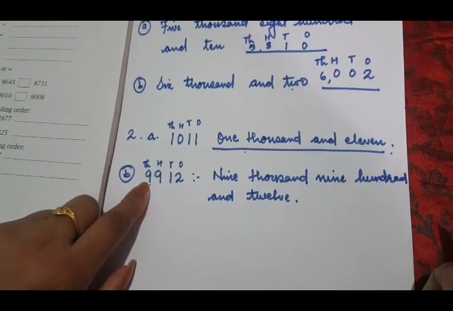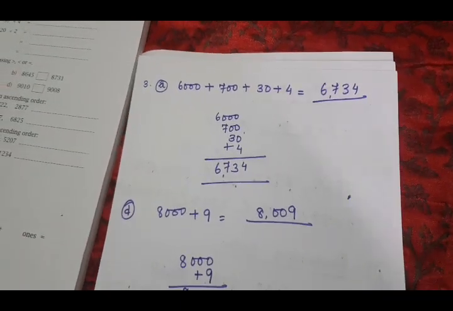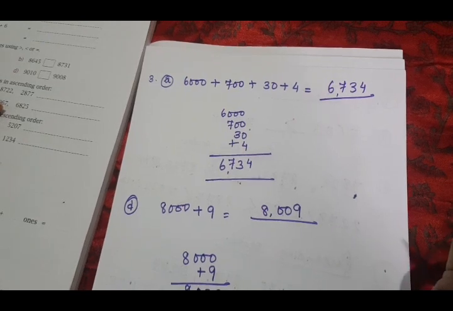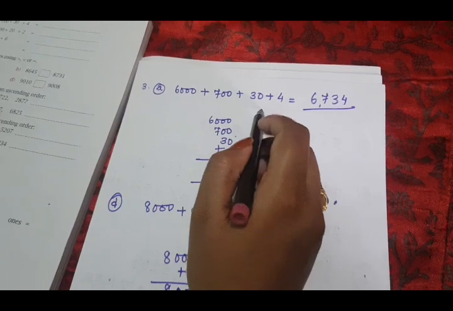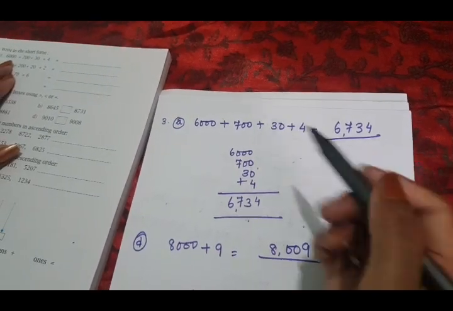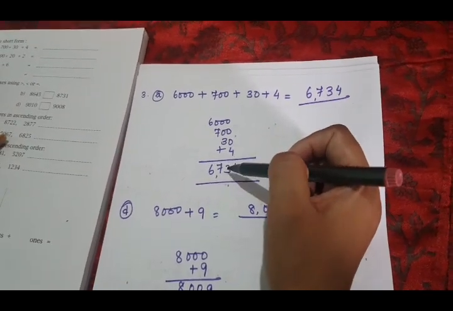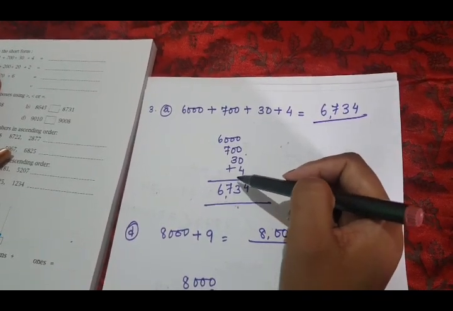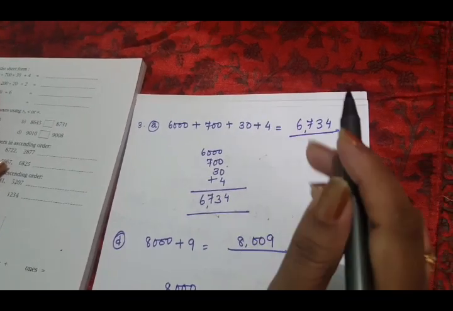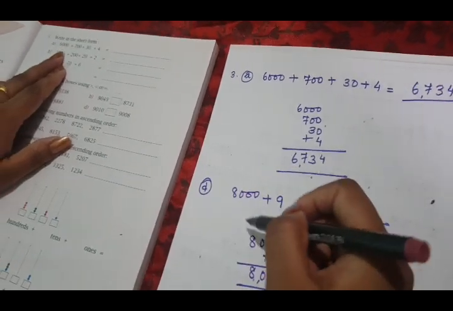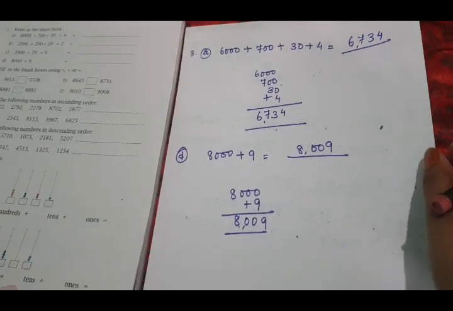1011, 9912. Question number 3. According to the book, we have done the short form. It is given in the long form, like the expanded form. We have to write it in short form. In order to find the answer, we need to arrange the numbers vertically. If you arrange the numbers vertically, you will get the correct answer. In the same way, question number D I have done. The rest of the questions you can practice by yourself.